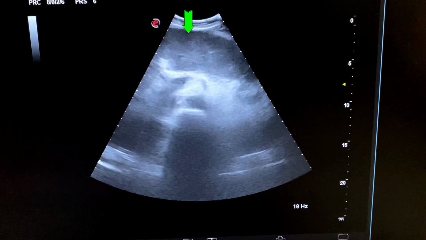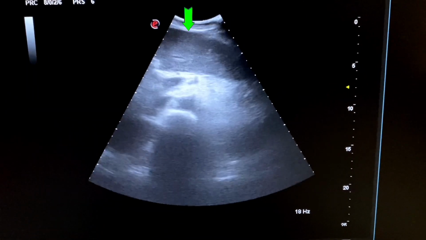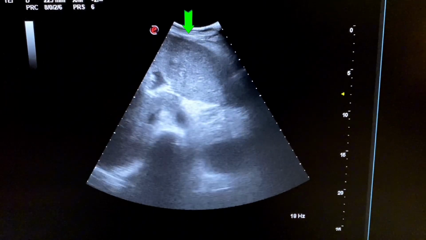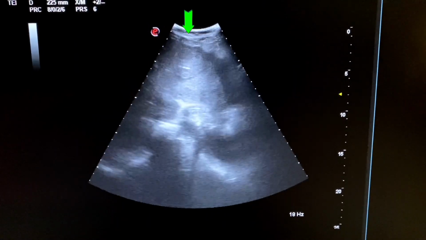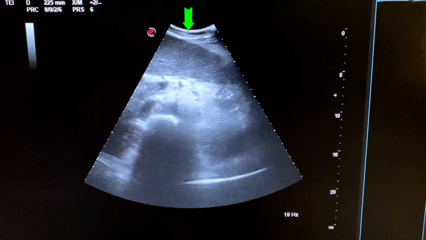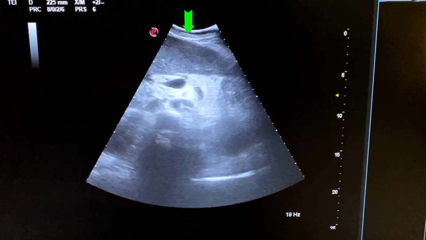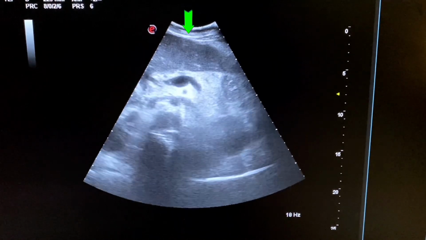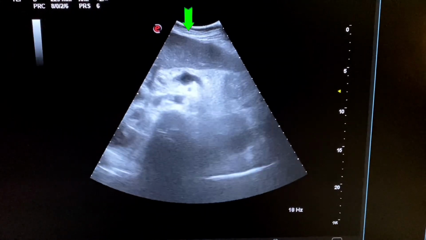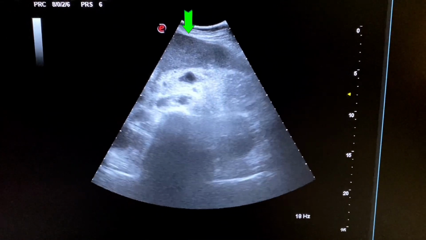A 55-year-old male presents with complaint of pain abdomen and jaundice. Now we start scanning from the epigastrium, placing the probe in a transverse direction, and see the left lobe of the liver.